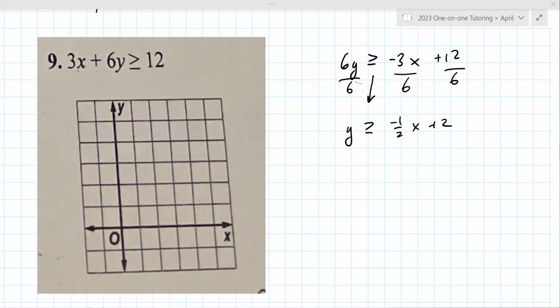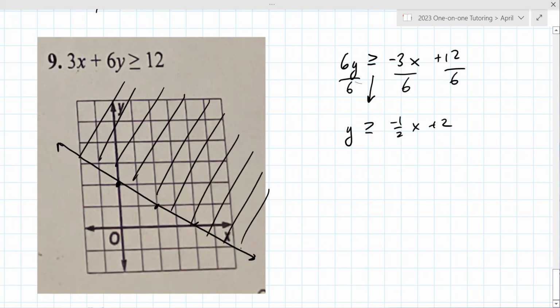Got it. All right, so 2, down 1, over 2. Okay, solid line this time. Yep. And above. And above, yeah. Got it. All right, so that's good. Thank you. And now great. I'm gonna be good for that.